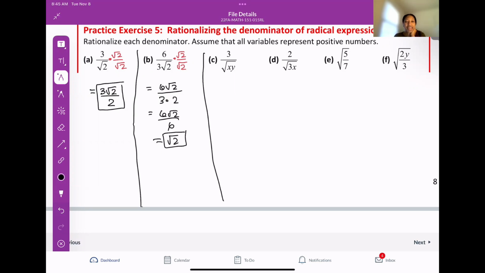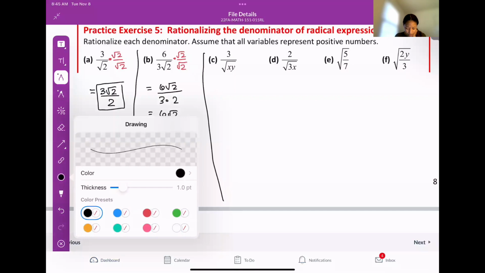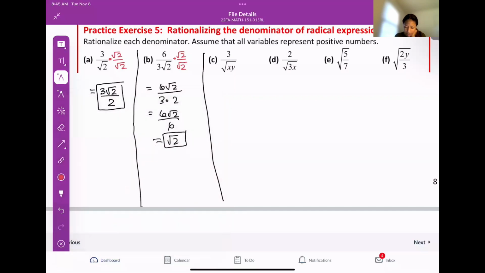In part C, 3 over radical xy. To rationalize this, we're going to multiply by the square root of xy in the numerator and denominator. That gives us 3 root xy divided by xy. And that's it, it can't be simplified anymore.